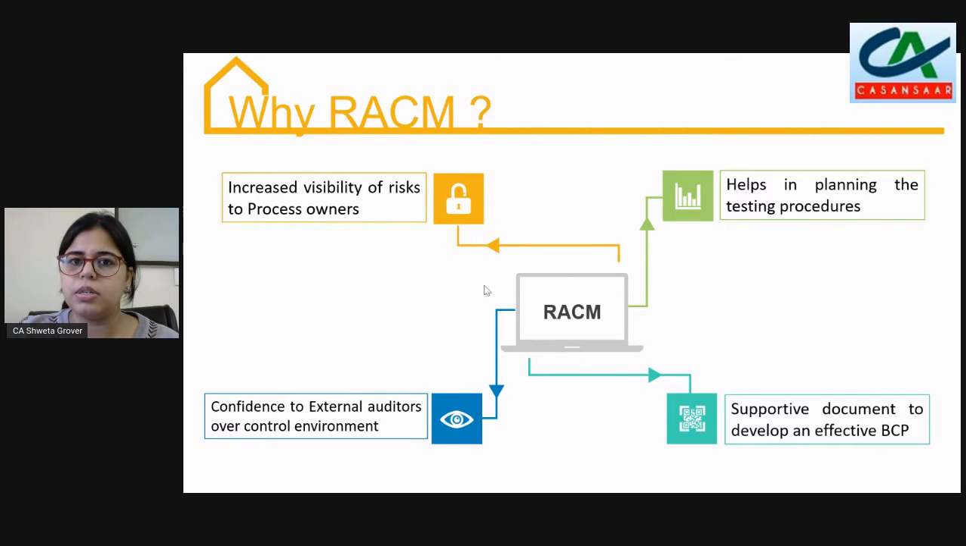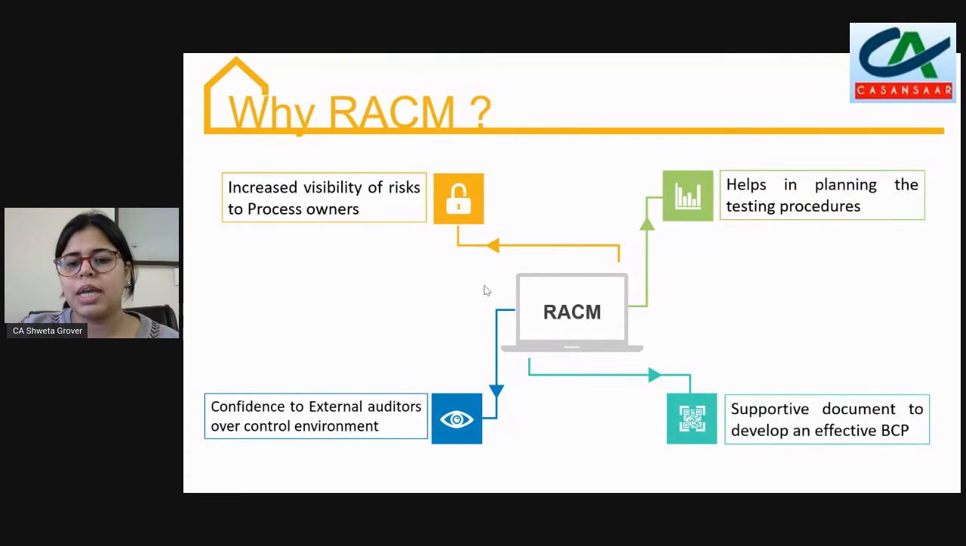Fourth one, which is very important, is that it is a supportive document to develop an effective BCP. BCP is business continuity plan. This RCM becomes an effective and supportive document when the organization is preparing their BCM. BCM is business continuity management, where we plan how an organization will go on when unforeseen circumstances happen, when operations get halted, and what the next course of action will be.